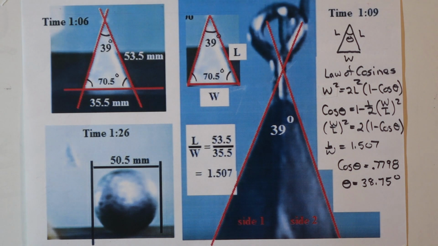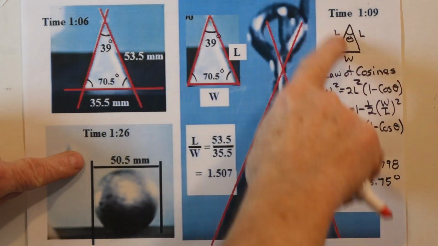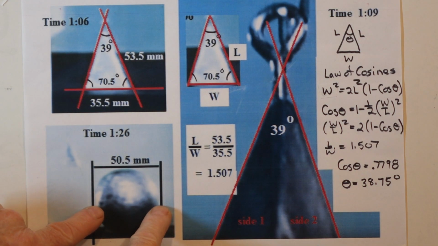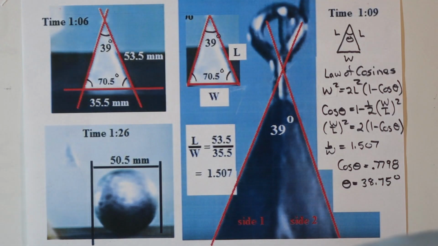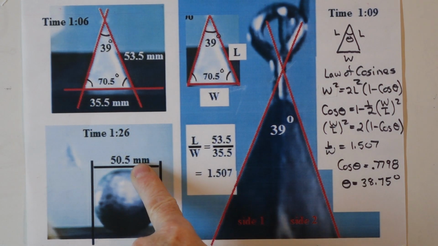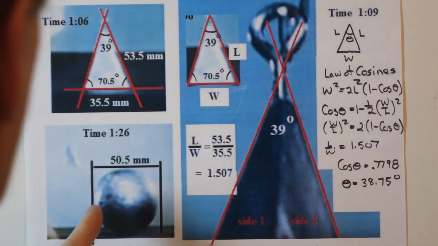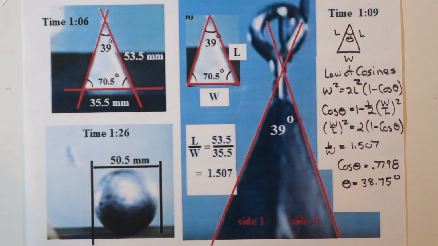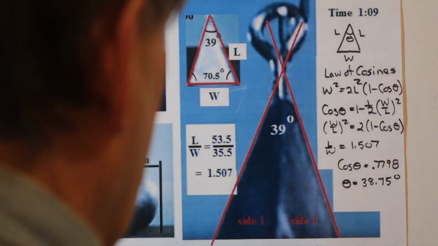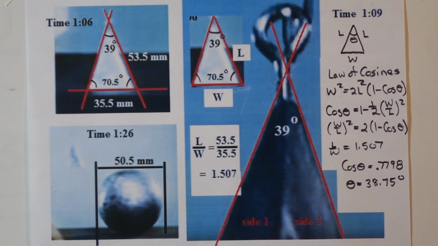Now, also from the dimensions on the paper, I have the diameter of the sphere, we'll call it big D, which is 50.5 millimeters. So we can now get the ratio of the diameter of the sphere to the side length on the pyramid. I'll show you that in the next diagram here.